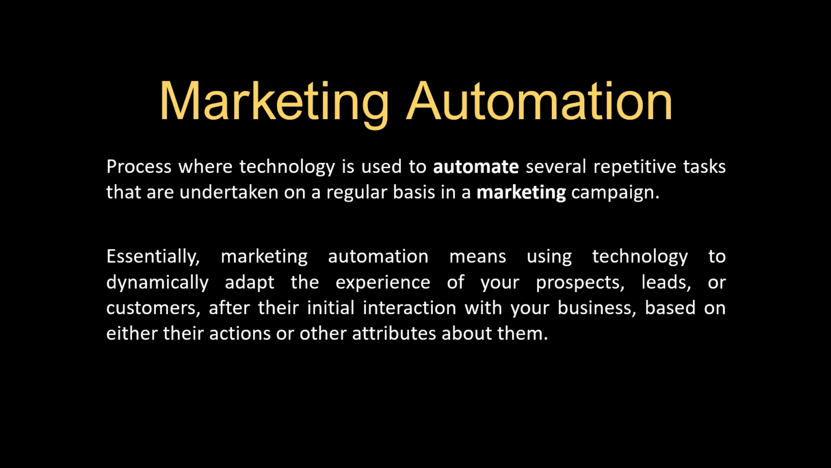So basically, marketing automation today means using technology to dynamically adapt the experience of your prospects or your leads or your customers after their initial interaction with your business based on either their actions or other attributes about them. So for example, once a lead opts into an email list, you can customize subsequent marketing messages sent to them based on their location or maybe based on answers that they filled out on a form or based on whether or not they've opened certain emails, clicked certain links, visited certain pages, and so on and so forth.